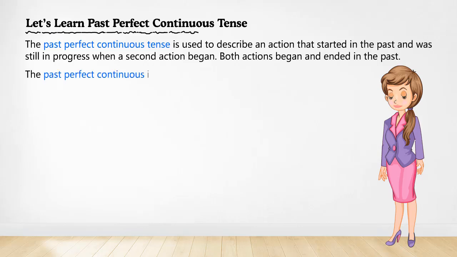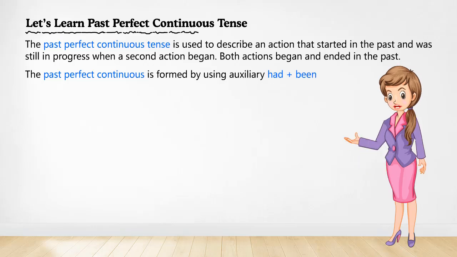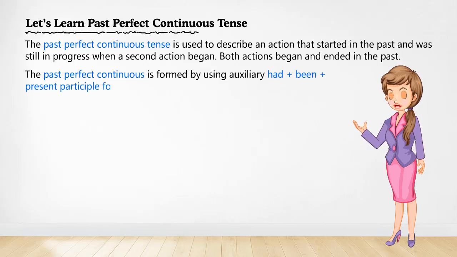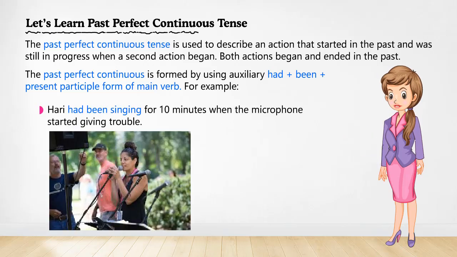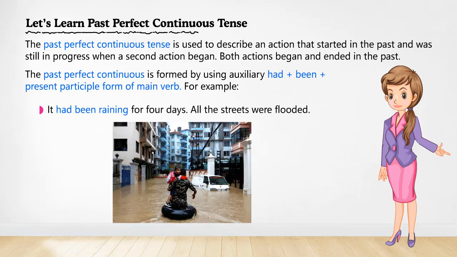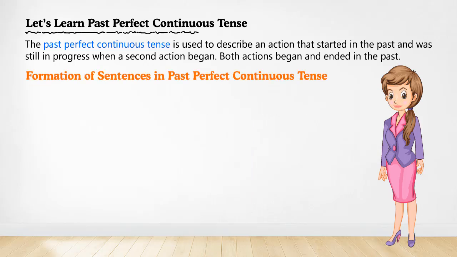The past perfect continuous is formed by using auxiliary had plus been plus present participle form of main verb. For example, Hari had been singing for 10 minutes when the microphone started giving trouble. It had been raining for 4 days. All the streets were flooded.